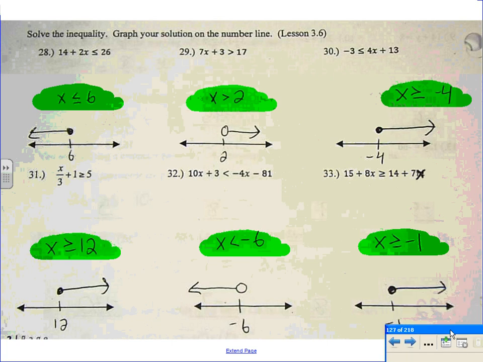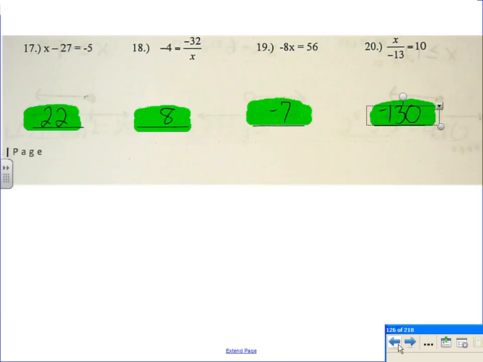Filled in circle. Oh, sorry. 21, negative 9. 22, negative 65. I know it, I don't have them up there.